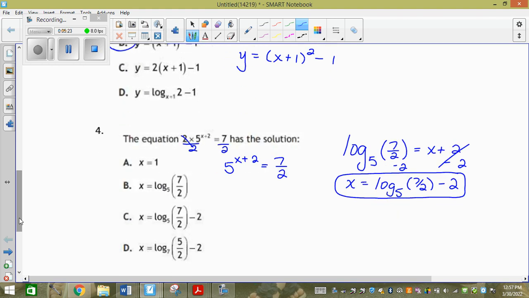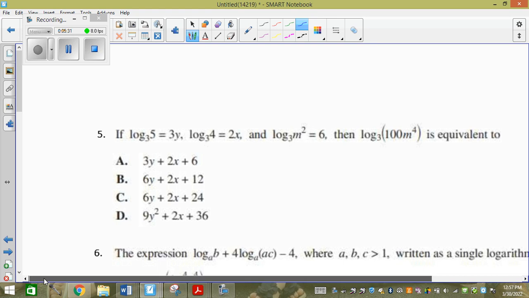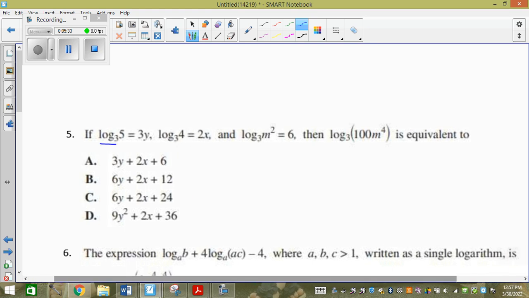And that is C. Then we're going to flip over. This one is like yesterday's. So if I have log base 3 of 5, I can fill in 3y. If I have log base 3 of 4, I can fill in 2x. If I have log base 3 of m squared, I can fill in a 6.